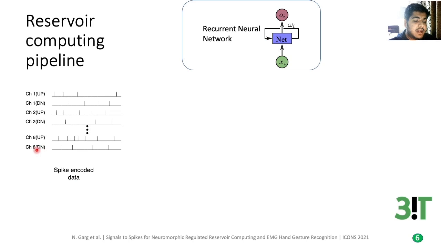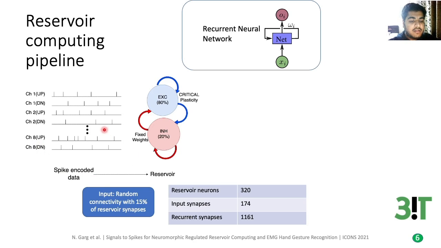We have the 8 up channels and the 8 down spike encoded channels, which we feed into a reservoir of spiking neurons. This is composed of 80% excitatory neurons and 20% inhibitory neurons. The excitatory connections are trained with the help of the critical plasticity algorithm. The input topology is a random connectivity with 15% of the reservoir synapses. Hence, for a reservoir of 320 neurons, we have 174 input synapses and 1161 recurrent synapses.